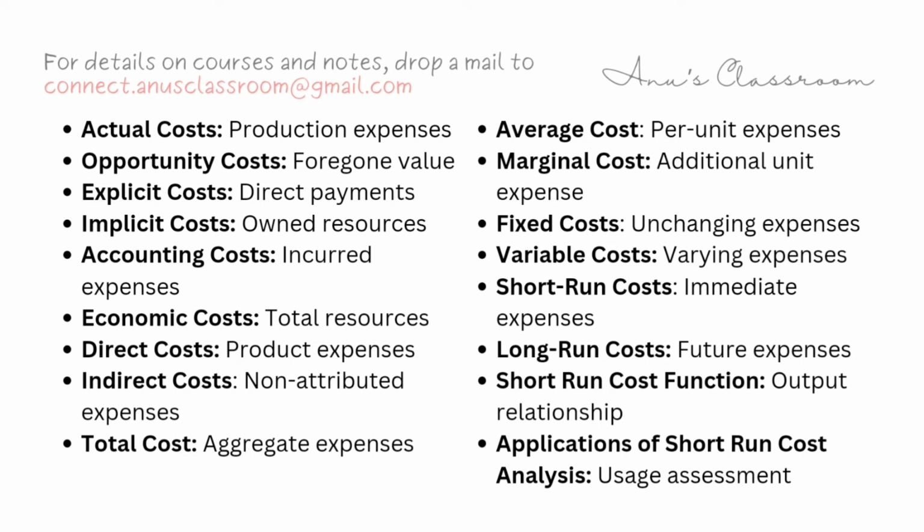Short run costs are those that can be adjusted quickly, like labor or raw material cost, while long run costs involve investments like capital expenditure or research and development. Short run cost analysis provides valuable insights into a firm's production decision, helping to determine the optimal output levels, identifying cost effective production methods, and assessing the impact of input price changes on the production cost.